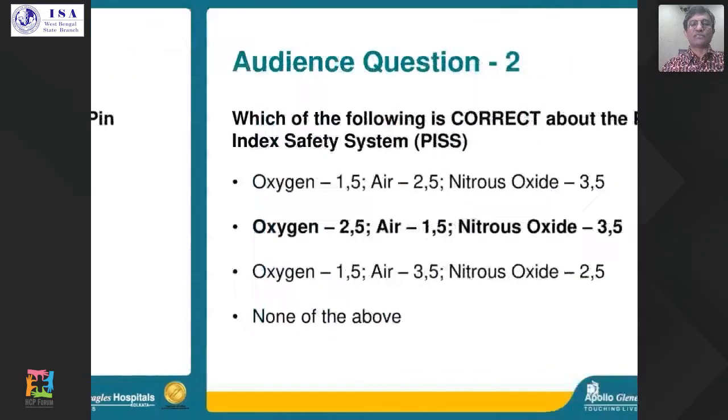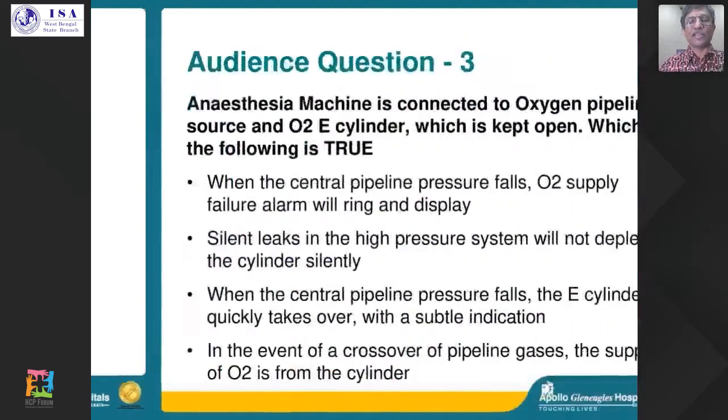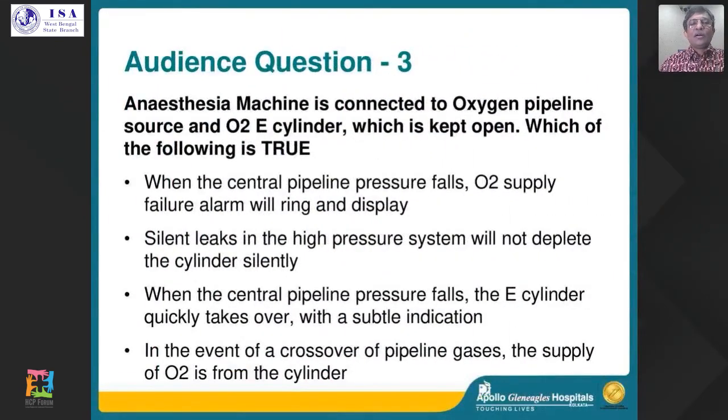The PIS, I think most people got this. It is O2 25, air 15, nitrous 35, I think. And it's needless to say that you have to get this. I have deliberately put this up so that it gets into the mind of especially the younger people that the oxygen cylinder should not be kept open.